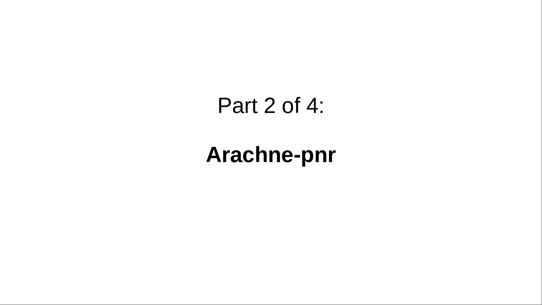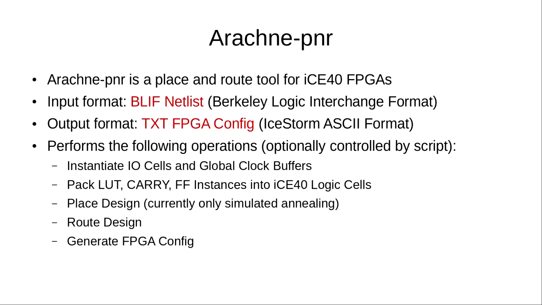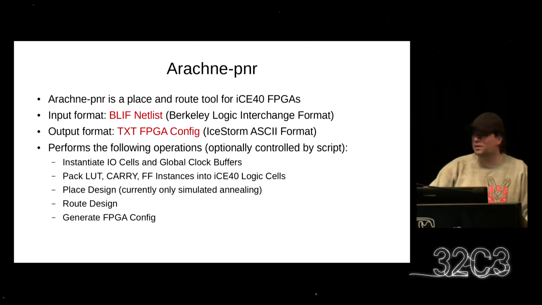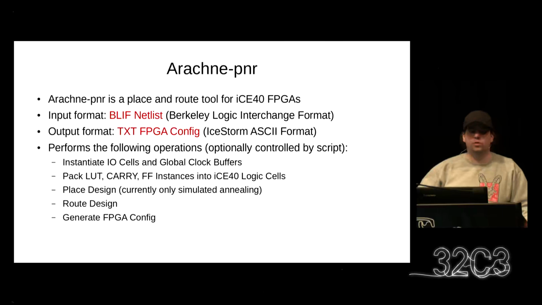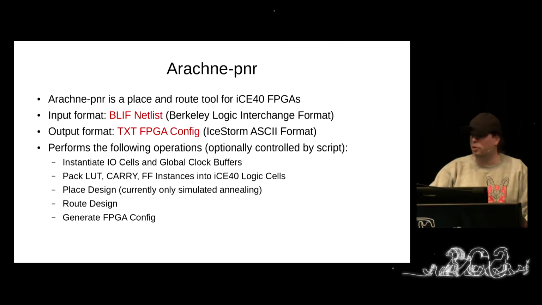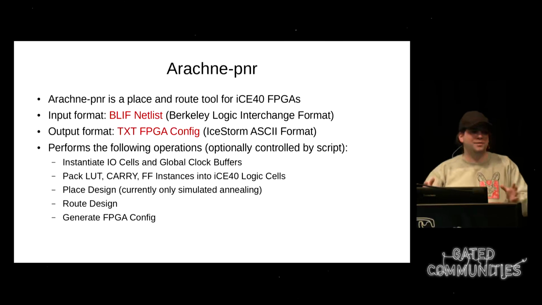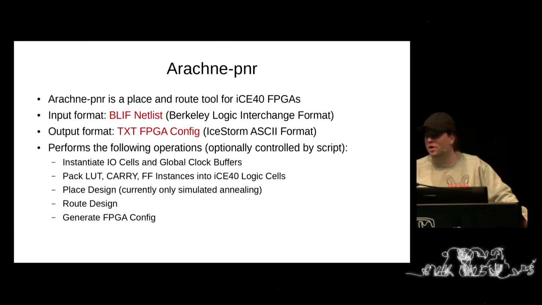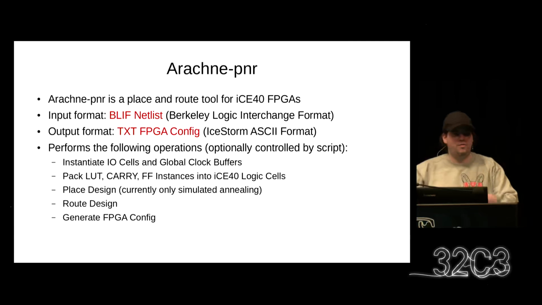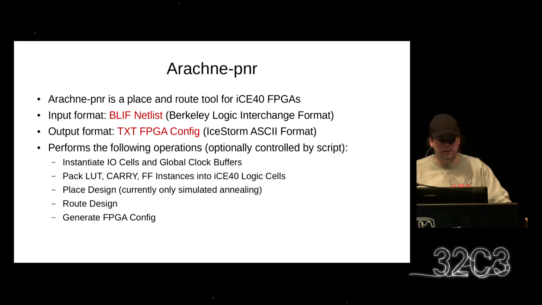So part 2, Arachne PNR. This is the place and route tool that Cotton Seed wrote. This now takes this BLIF netlist and converts it into one of those text files. So it performs essentially these operations here. It instantiates I/O cells and clock buffers. This is more like a convenience feature, but it's something that is quite usual for place and route or low-level implementation tools to do.